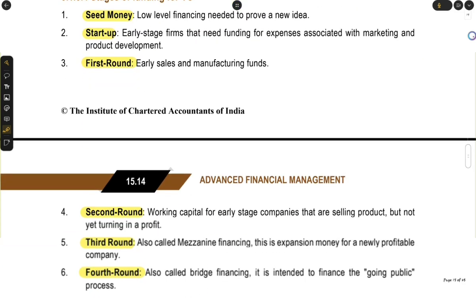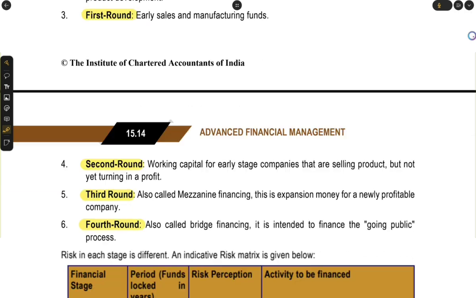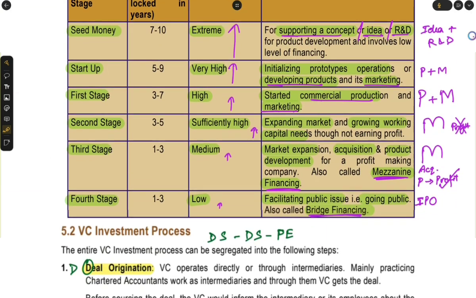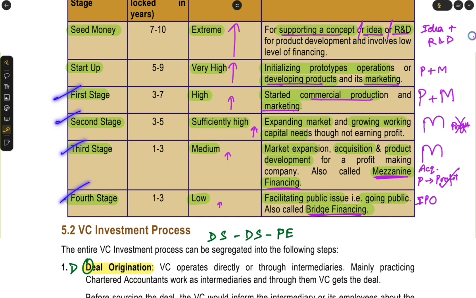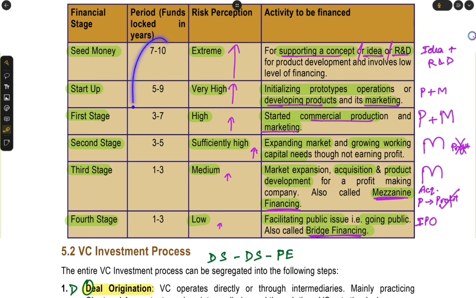Next is the stages of funding. There is no short form for this; it is very easy to remember. First is seed money, then startup, first stage, then first round, second round, third round, fourth round. I don't think there is a requirement to memorize this, but we still have to know what happens in every stage because this is an examination question.